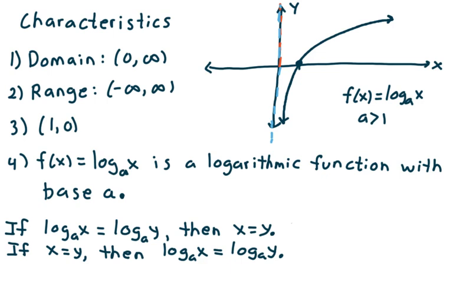And notice how this function is increasing, right? Because it's increasing, notice how if I draw a horizontal line anywhere along this graph, it intersects the graph at most one time. So it passes the horizontal line test, and therefore this function is what we call 1-to-1. And this is going to be the result. If log base a of x is equal to log base a of y, then x is equal to y. And if x equals y, then log base a of x is equal to log base a of y.